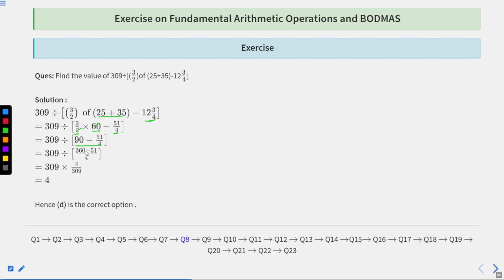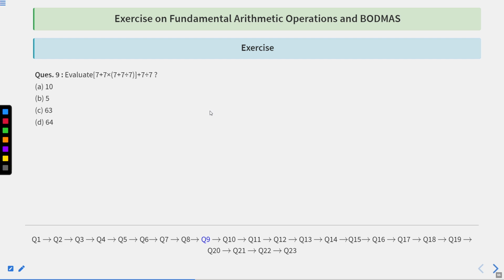It will be 360 minus 51 upon 4, and it will be 4 upon 309. So this thing is 309, 4 remains as it is, and it's actually a divide sign. So we have to take the reciprocal here to get the multiplication sign. So it's 309 into 4 upon 309, and 309, 309 get cancelled. We will have 4. So the correct answer here is option number D.